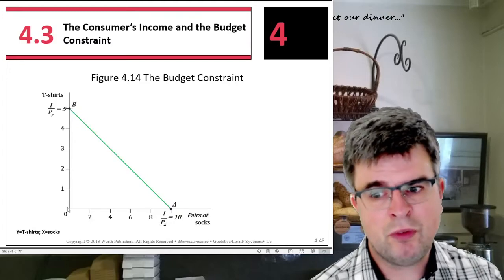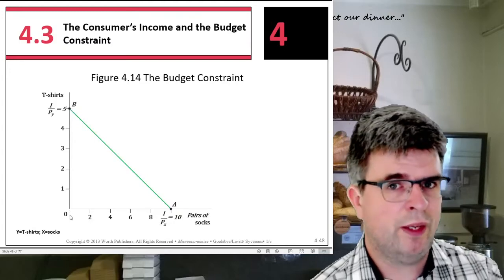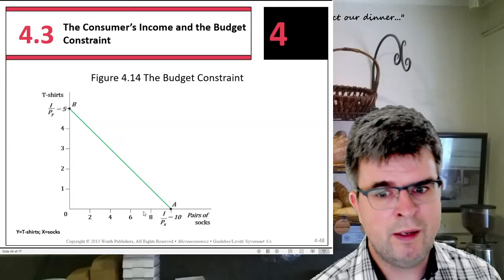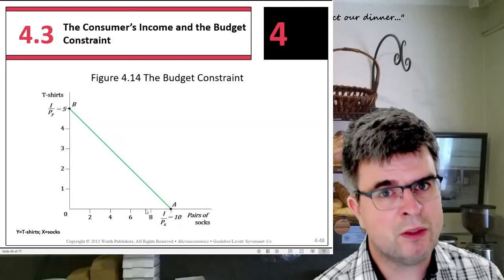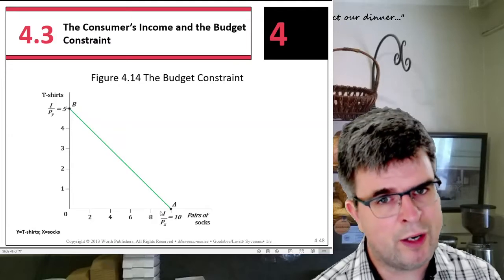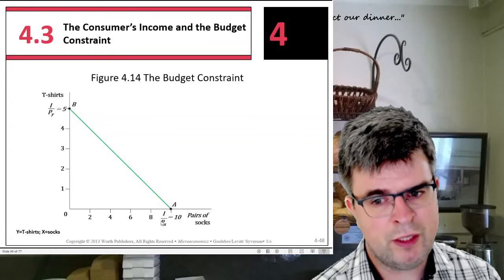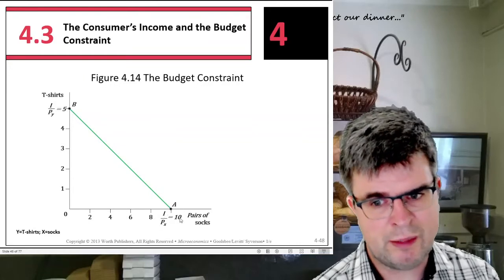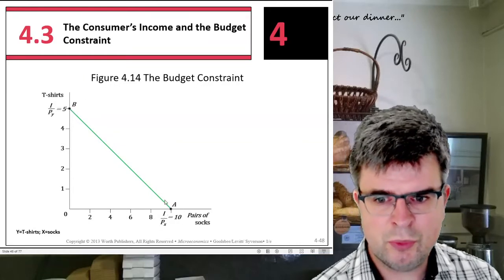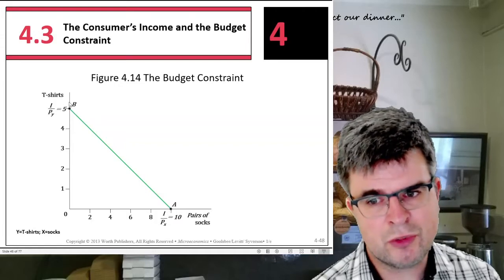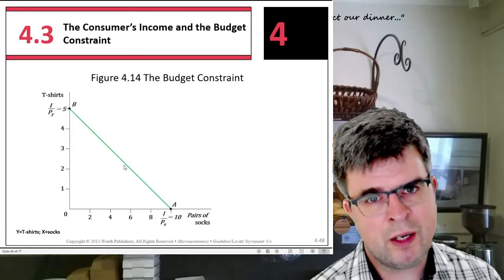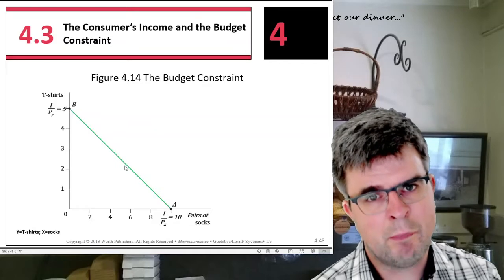Other extreme, if you don't buy any t-shirts at all, and you still have your income of 50, then you can buy 10 pairs of socks, because a pair of socks costs only $5. So 50 divided by 5 is 10. These are the two extremes, and if you connect these 2 points, you get a green line, which is your entire budget line.